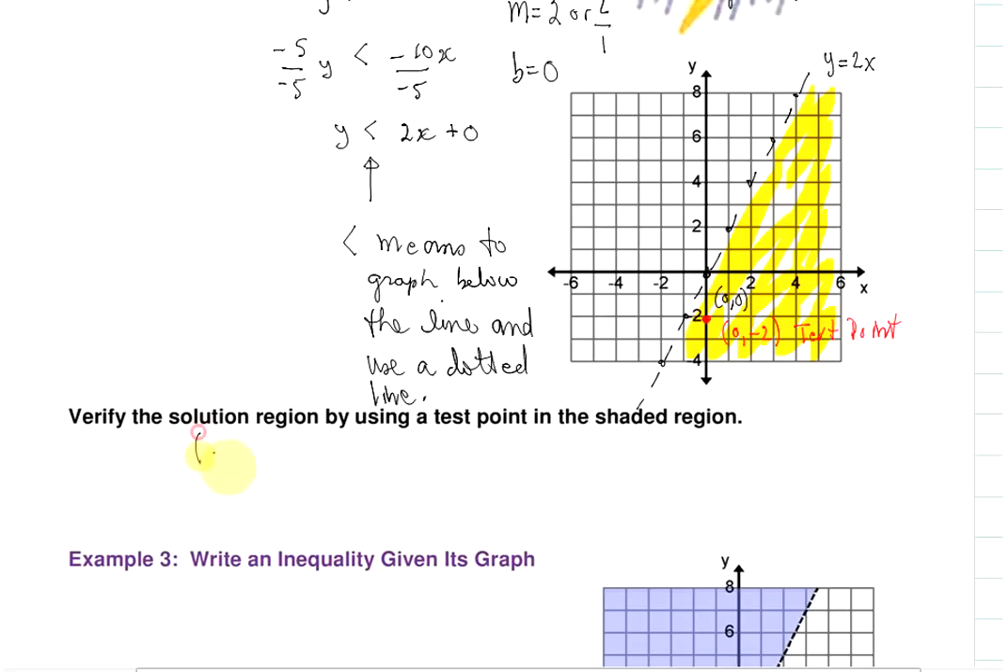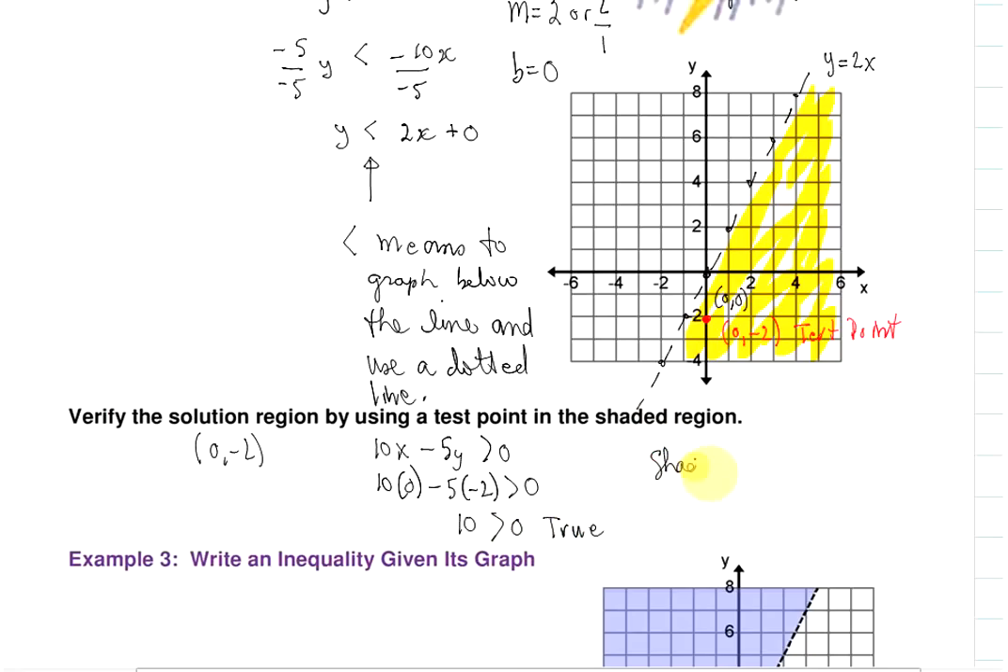Okay, so I'm going to plug that into my original inequality. So 10x minus 5y is greater than 0. And in place of x, I'm going to put 0. And in place of y, I'm going to put negative 2. And I get 0, and negative 5 times negative 2 is 10. So I get 0 plus 10, which is just 10. Is 10 greater than 0? Yes, it is. That is true.